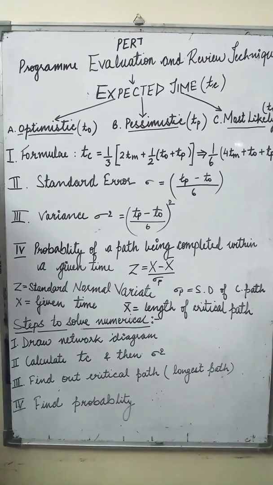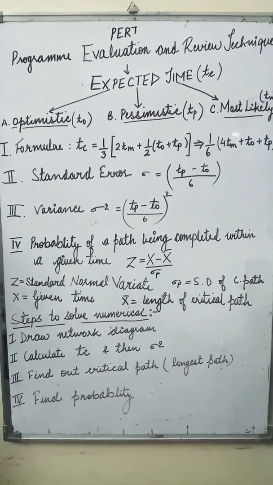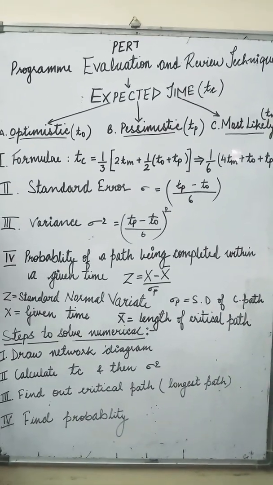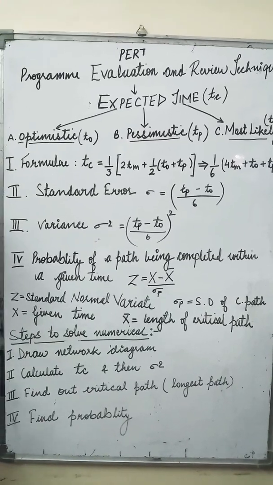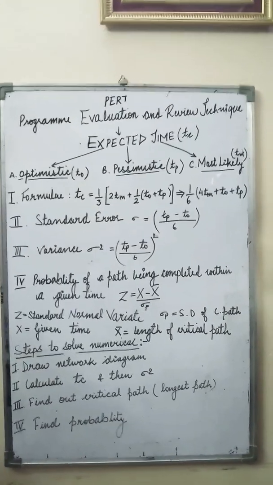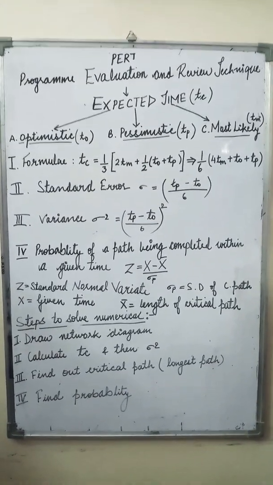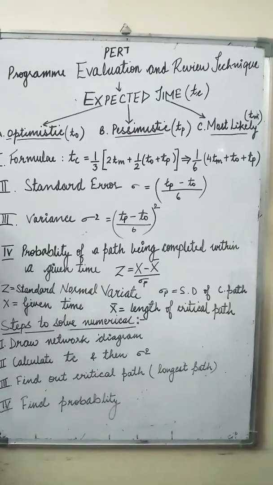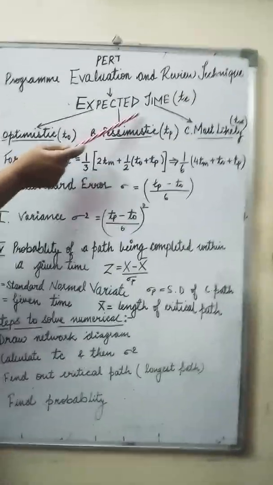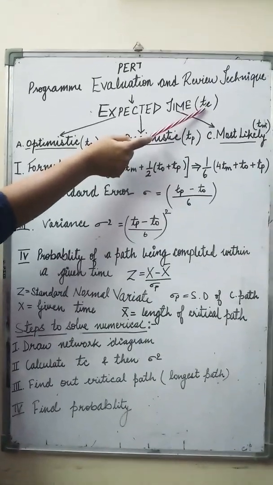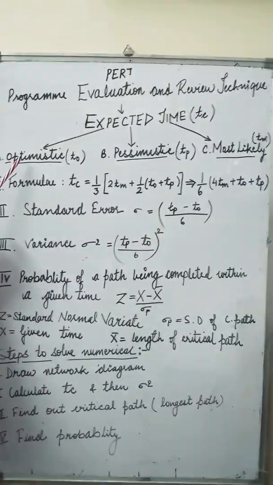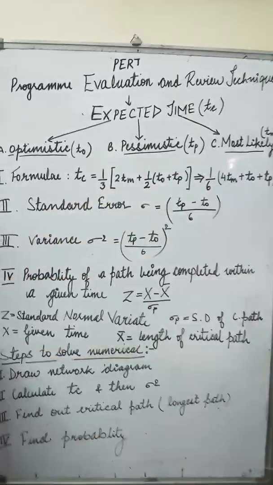This technique is basically used in the complex business world by the project planners to determine the total expected time to complete any project. Fine. So PERT is an instrument which is used to calculate total expected time to complete any project. Total expected time is denoted by TC. Fine. This time is a mix of three types of time.